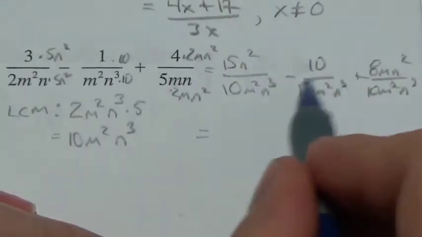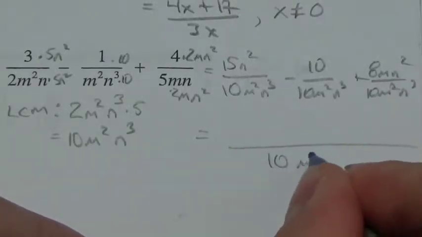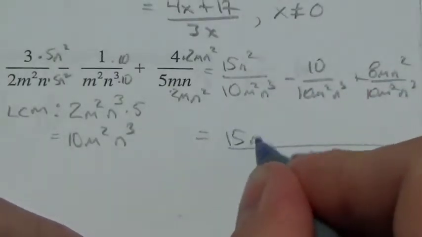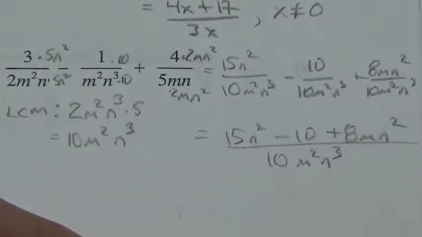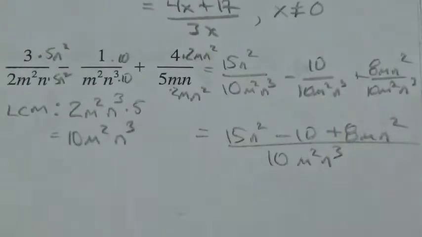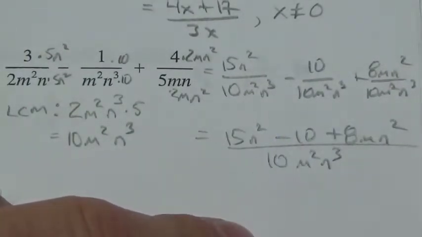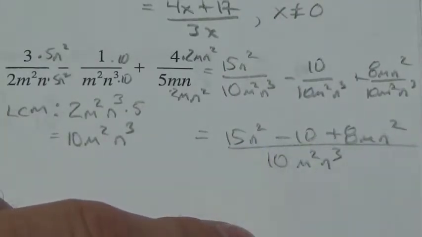So now all of the denominators are identical. We are adding the exact same thing. I'm adding together a bunch of 10m squared n cubed. So 10m squared n cubed. And what have I got? I've got 15n squared of those minus 10 plus 8mn squared. At this point here, I would want to try to put those together. The first thing I might want to do here is try to factor this to see if there's any factors I can cancel. But there is nothing common to all 3 of those terms.